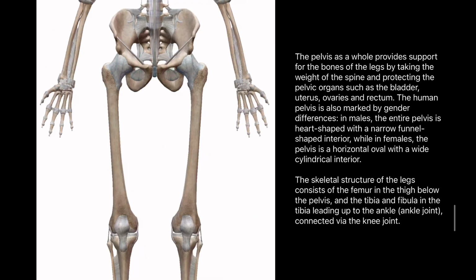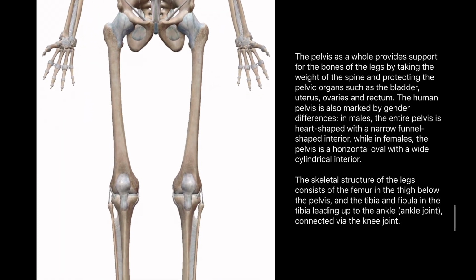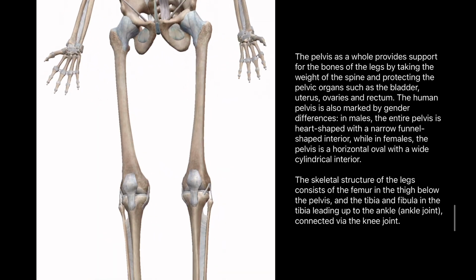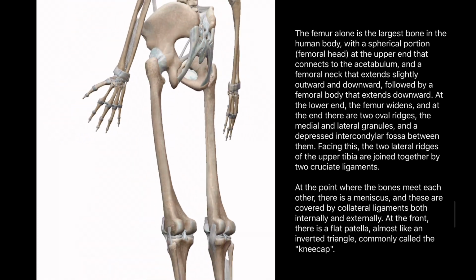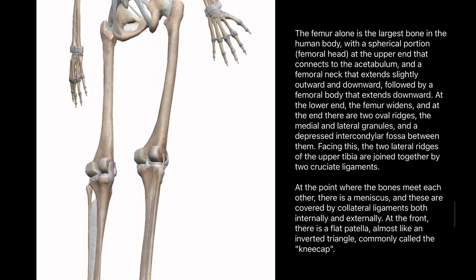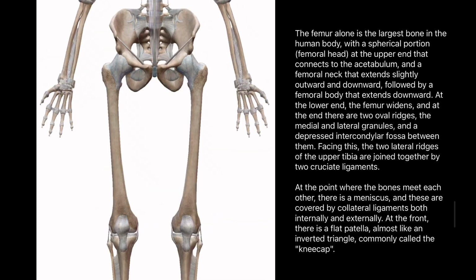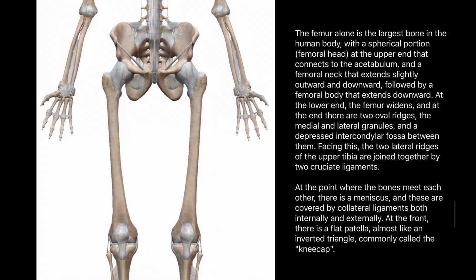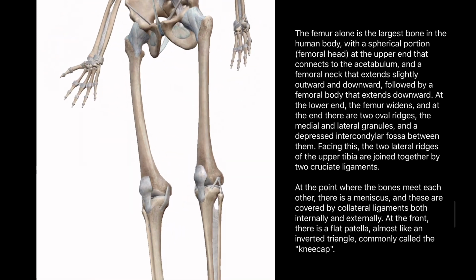The skeletal structure of the legs consists of the femur in the thigh below the pelvis, and the tibia and fibula in the lower leg leading down to the ankle joint, connected via the knee joint. The femur alone is the largest bone in the human body, with a spherical portion, the femoral head, at the upper end that connects to the acetabulum, and a femoral neck that extends slightly outward and downward, followed by a femoral body that extends downward. At the lower end, the femur widens, and at the end there are two oval ridges, the medial and lateral condyles, and a depressed intercondylar fossa between them.